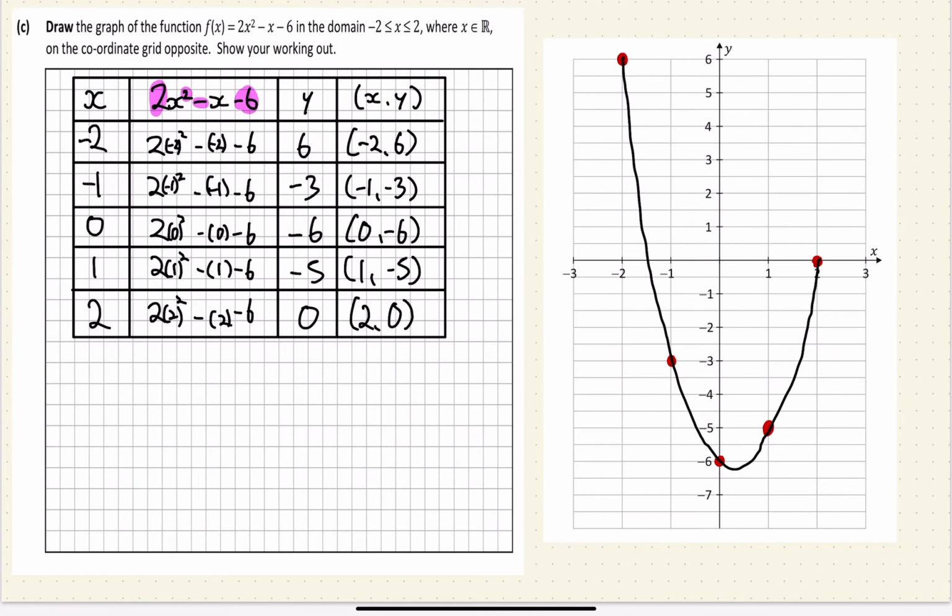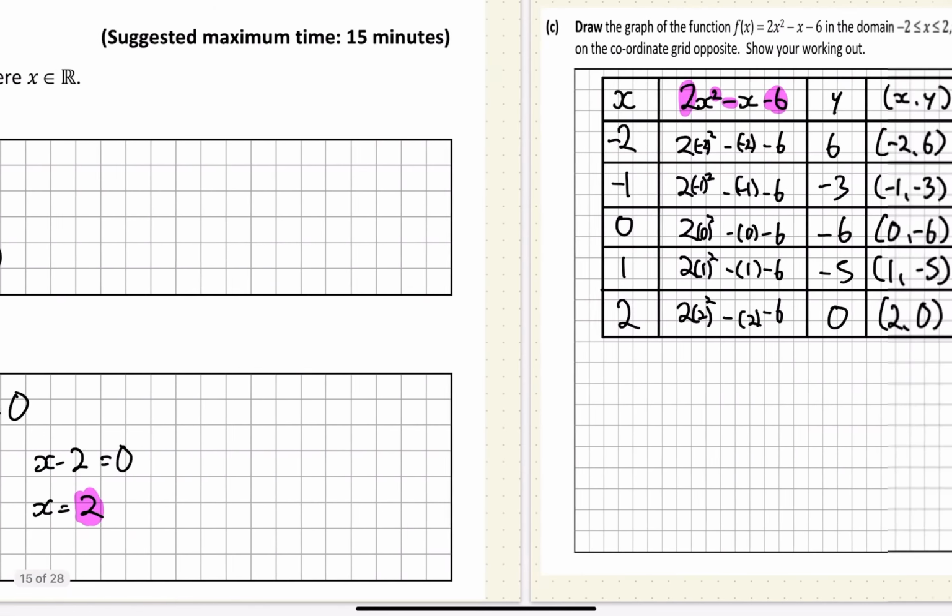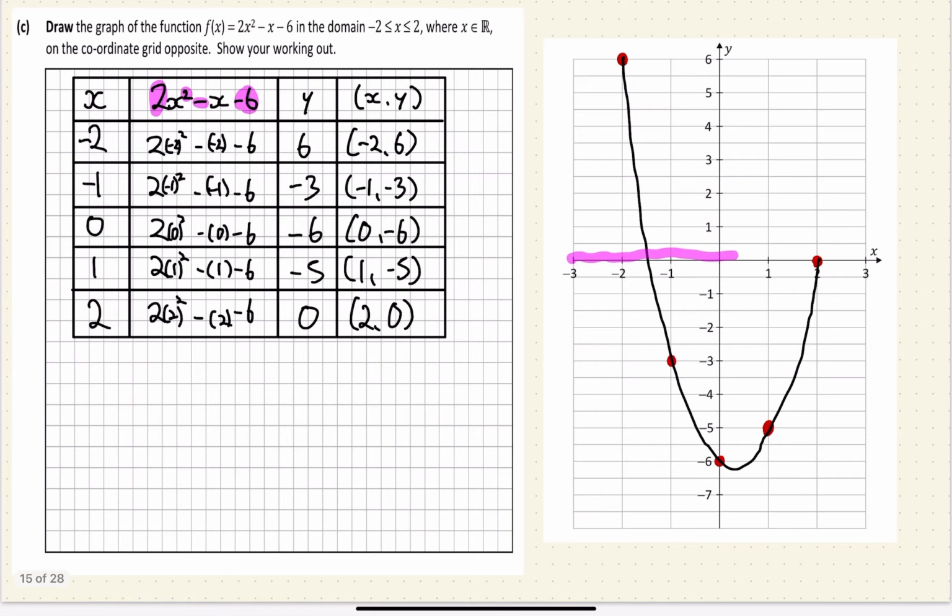Oh, by the way, just to point out, when you solved this here, you got two answers. You got minus 3 over 2 and 2 as your x values when they were equal to 0, or when y is equal to 0. So when y is equal to 0, you're all along here. And look, you've got 2, and that's roughly minus 1.5 there. All right? So just to show you what the purpose of factorizing there is for.